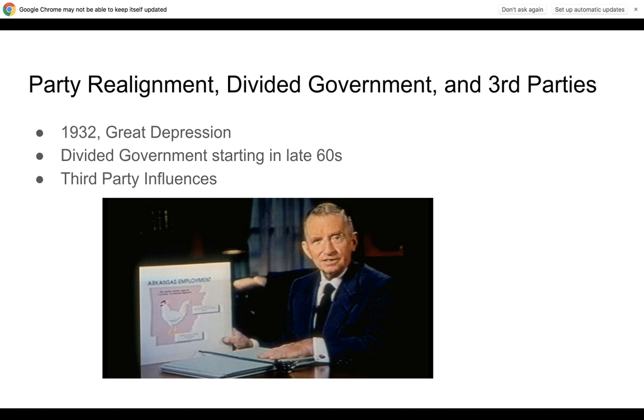Third parties, sometimes called minor parties, have played a major role in influencing the outcomes of elections. You cannot say that they have not had an effect, because many times they have. These parties are usually smaller, right? Their leaders often realize they don't have a chance to win, but they still wage a vocal campaign.